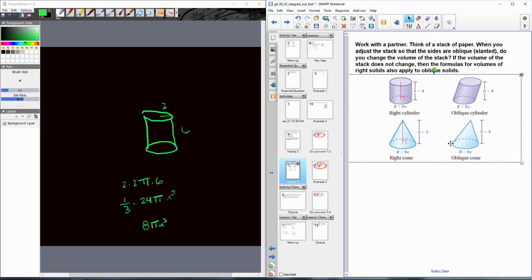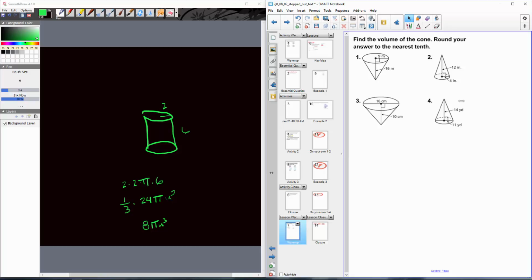Same with this one here. Although it's shifted over like this, it looks exactly the same, just so we know. So it'd just be 9 pi times 5 divided by 3. This would be 9 pi times 5 divided by 3. Same thing. So if it's shifted over, just so you know, it's exactly the same formula as these over here.